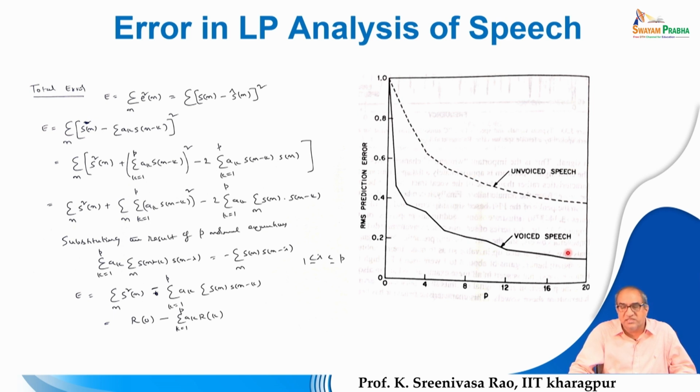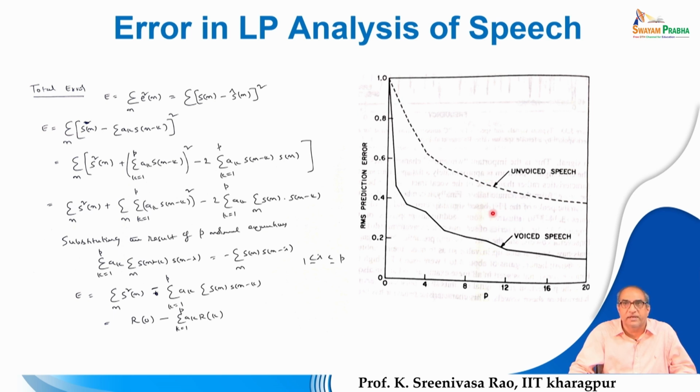The solid curve indicates a voiced speech segment. If you perform the error analysis for different orders of P, for different orders of the linear prediction analysis, you can see that when the past history equals 0, there is the maximum error, and afterwards the error reduces as P increases. In the case of unvoiced speech you can also see the trend, but the decrement in the error with the unvoiced speech will be less compared to the voiced speech.